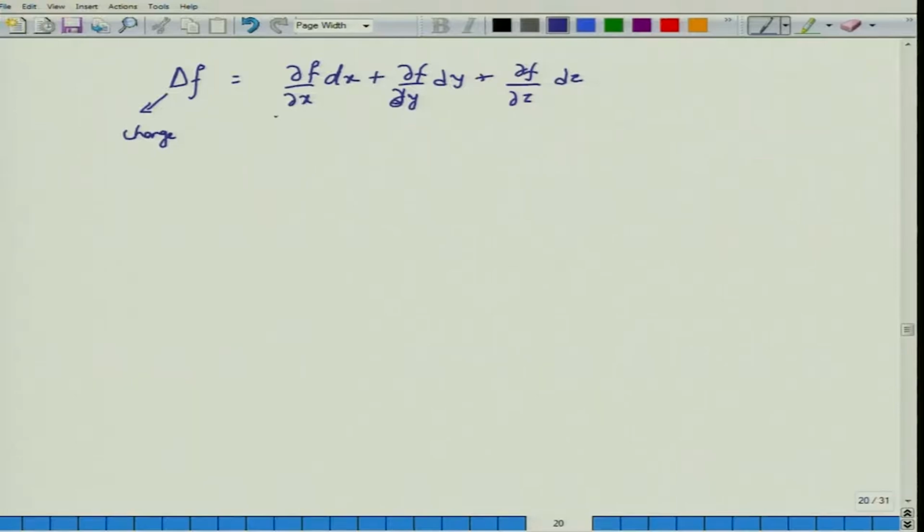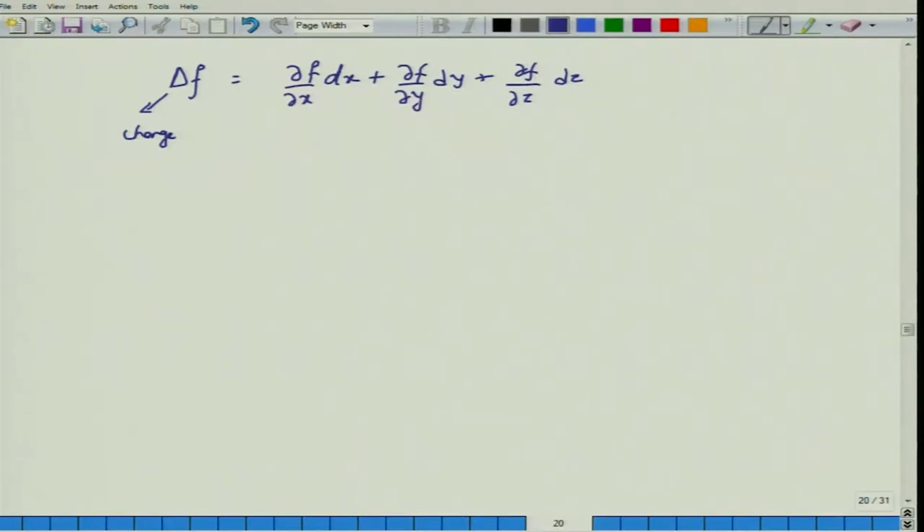And when I am evaluating del f by del x, that is the partial derivative of f with respect to x, I have to keep the other two coordinates constant. The other two coordinates are y and z and they have to be kept constant. So notice the way that we have written here is that you have partial derivatives multiplied by the change.